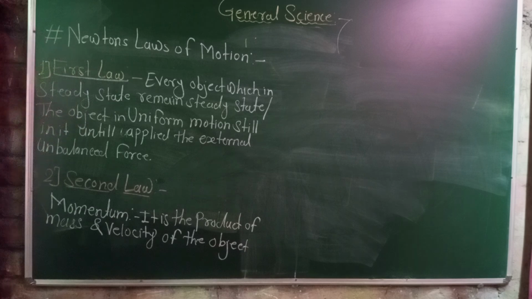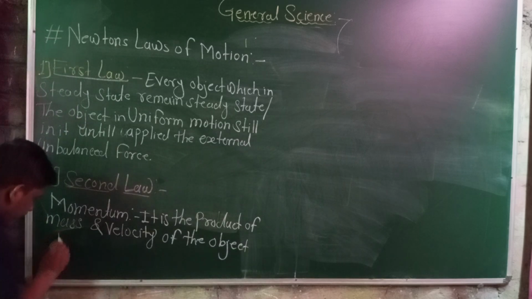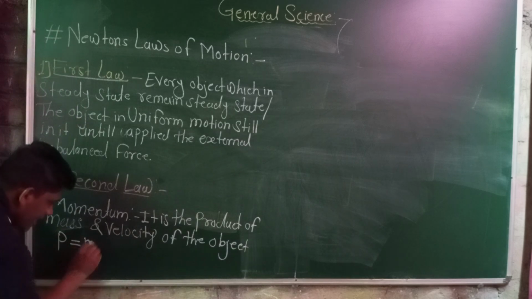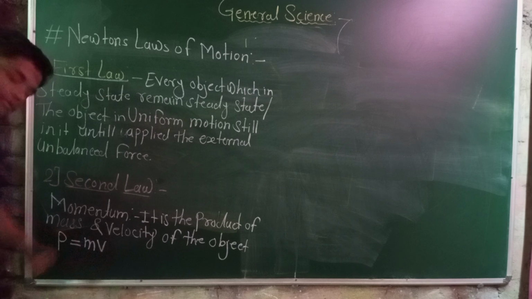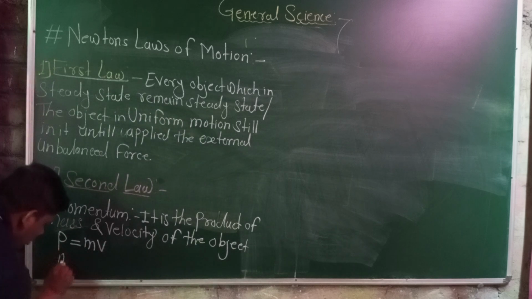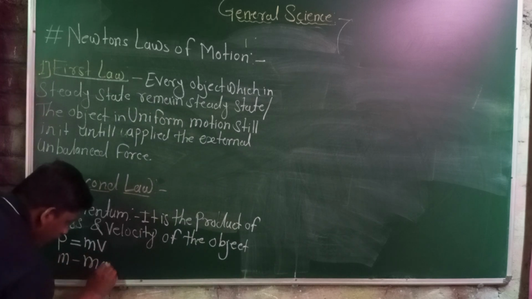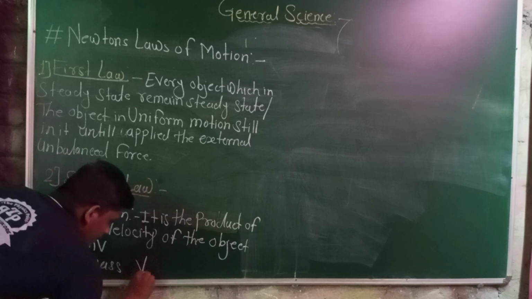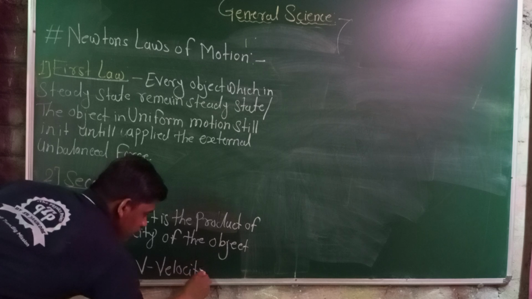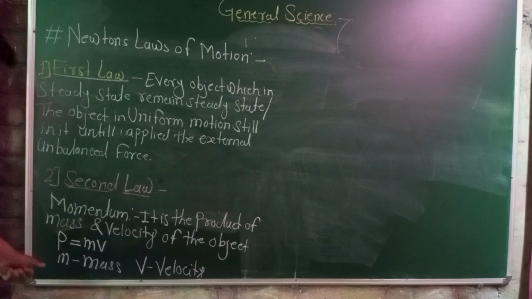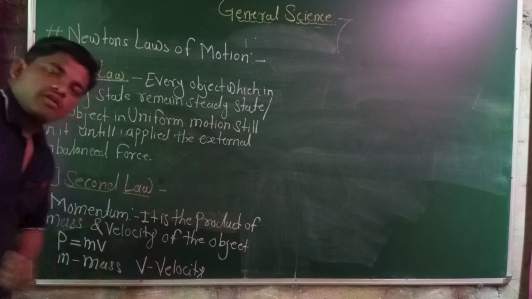The momentum is denoted by the letter P. P is equal to m into v. This is the linear momentum. P is equal to m into v, where m is the mass of that object and v is the velocity of that object.